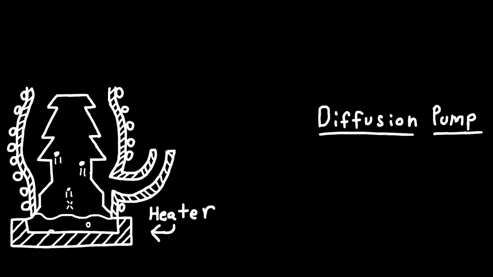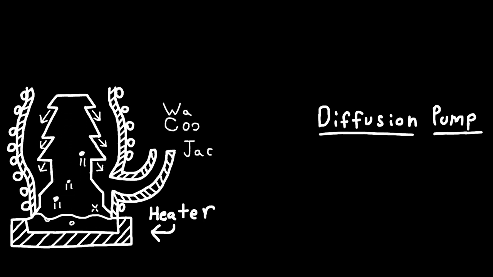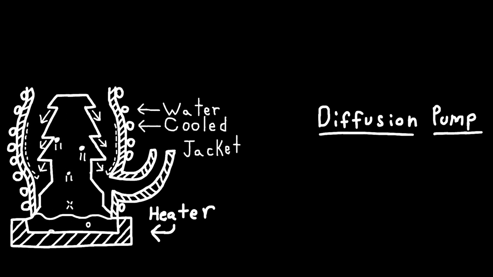The Christmas tree is so called because it looks quite a bit like a Christmas tree. In fact, a Christmas tree is composed of a series of conical baffles which redirect this upward traveling oil jet back down so that any gas traveling into the throat of the diffusion pump is deflected downwards and out. Finally, there is a water-cooled jacket around the outside of the diffusion pump which condenses these supersonic boiling oil jets so that they can then travel back down to the boiler to be recycled.